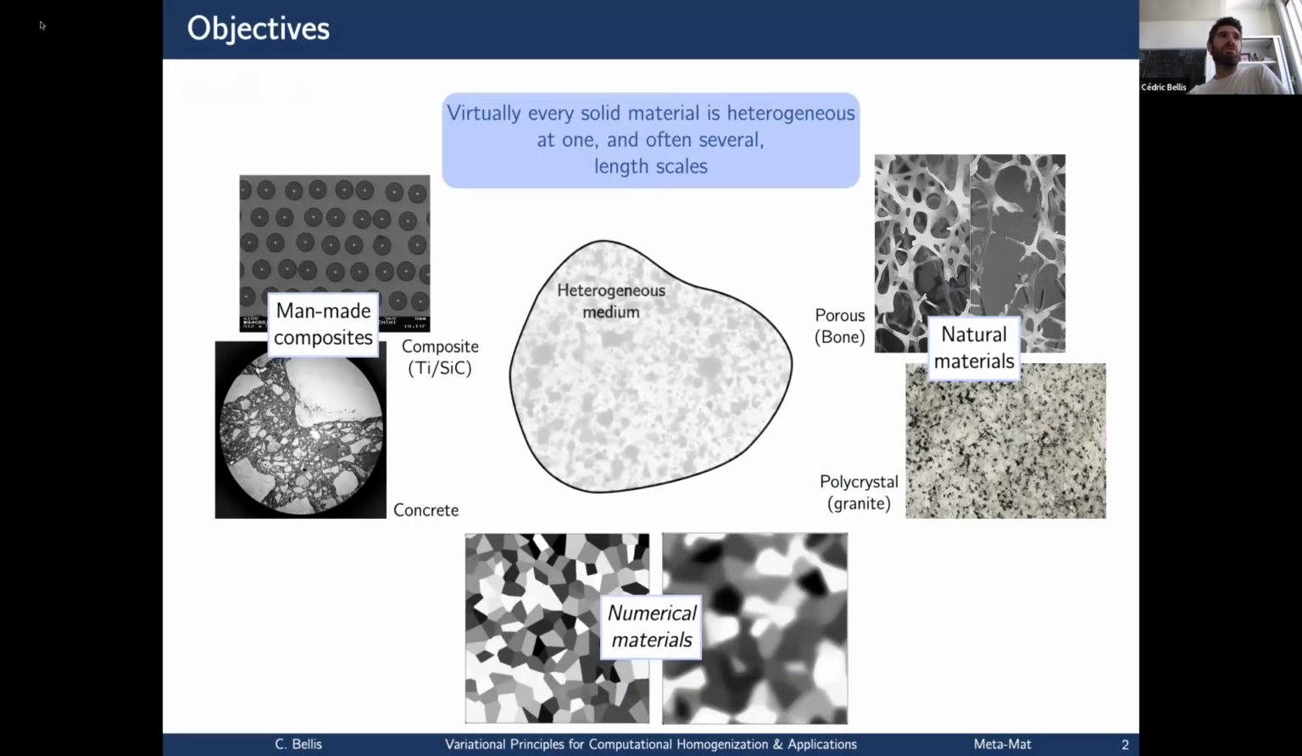Okay, so obviously we all know that virtually every solid material is heterogeneous, and often this includes several length scales. So this can be man-made composites, such as the examples on the left: metallic composites, concrete. It can also be some natural materials, such as bones, which is a porous material, or polycrystals. And as you will see, also what I've coined as numerical materials. So in our work, we usually test our methods on some synthetic materials that we generate numerically. And all of these are heterogeneous materials, possibly with some complex constitutive relation.